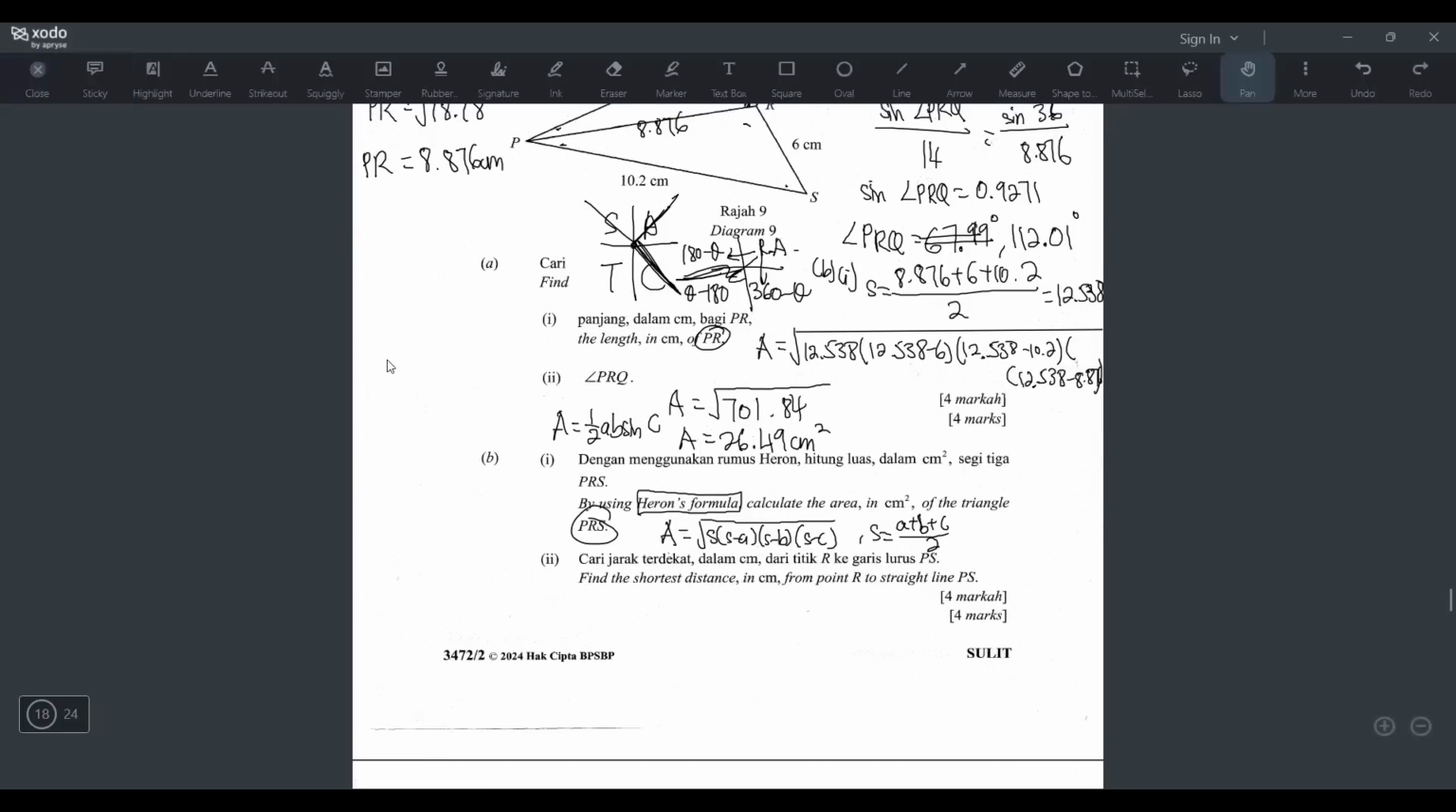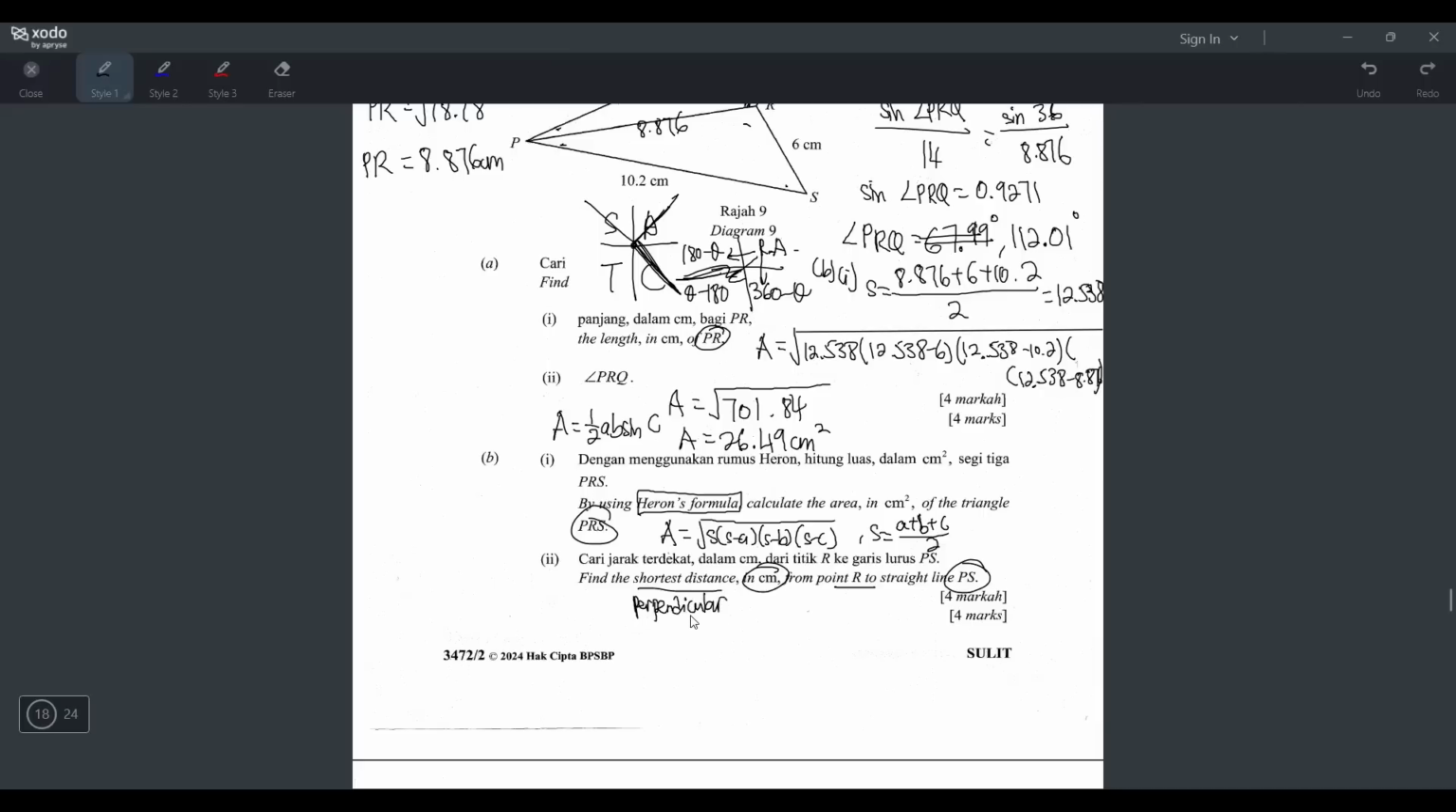B2, what does it say? Find the shortest distance in cm from point R to the straight line PS. Shortest distance. Okay, remember this. When you see the words shortest distance in solution of triangle, only in solution of triangle, you will use area to do it. Because shortest distance means the perpendicular distance. I repeat, shortest distance means the perpendicular distance. What is perpendicular? It means 90 degrees.